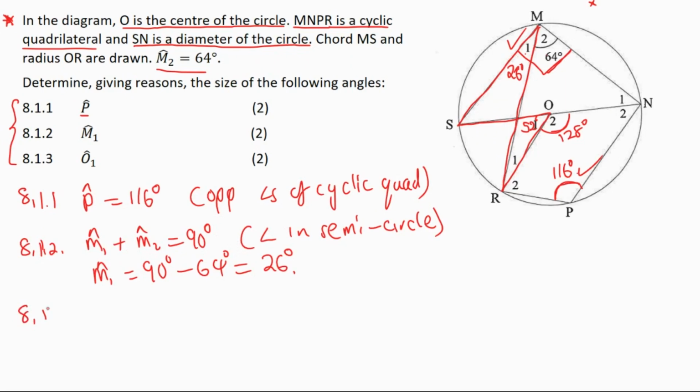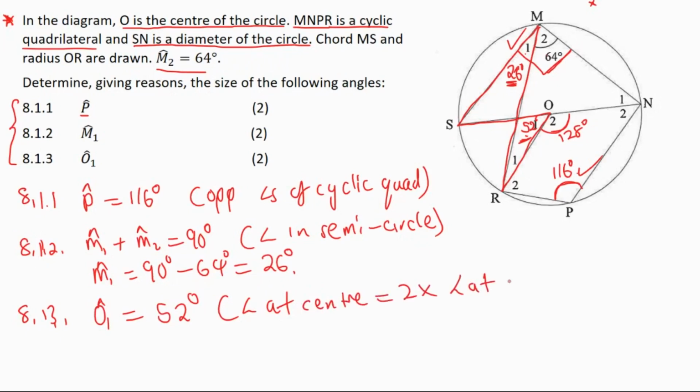And then 8.1.3, we're finding O1, so we got O1, which is 52 degrees. And then our reason was that angle at the center is equal to 2 times the angle at the circumference. So it's 2 times 26. So angle O1 is equal to 52 degrees, because angle at center equals 2 times angle at circumference.